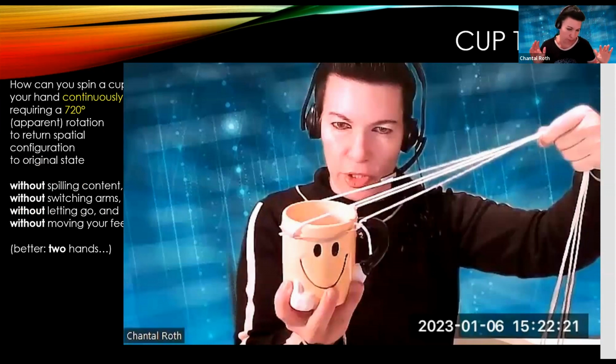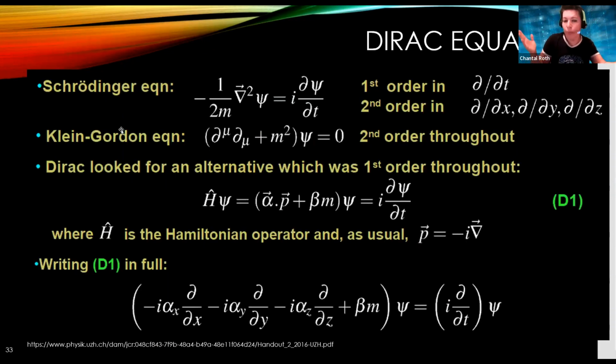So let's just briefly go through a few slides about the Dirac equation, and then I'll dive into the visualizations. As you know, the Schrödinger equation has first and second order. Then the Klein-Gordon equation is second order throughout. So Dirac was looking for an alternative which was first order throughout and relativistic. That was the challenge. So how did he do that?